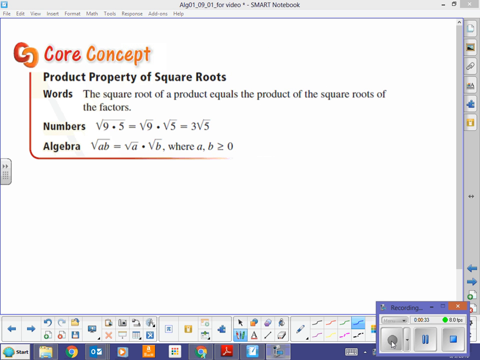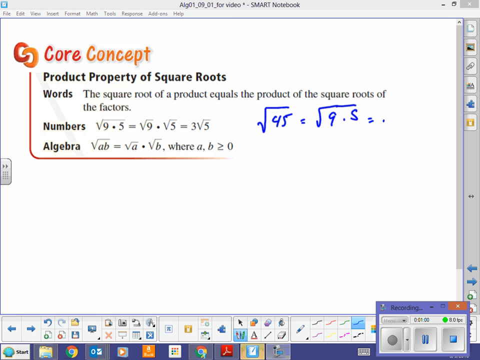Our core concept here, and this is what I'll be demonstrating in the next part, is that the square root of a product equals the product of the square roots of the factors. Well, what's that mean? Let's say I had the square root of 45. That's this example. You actually break that down to the square root of 9 times 5. So I factor the 45 into 9 times 5. Why 9? Because 9 is a perfect square.